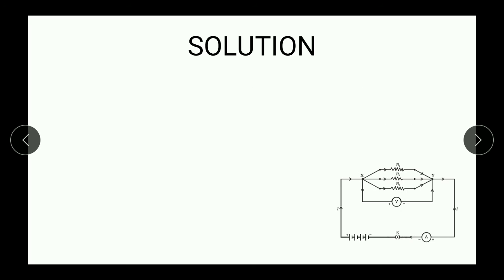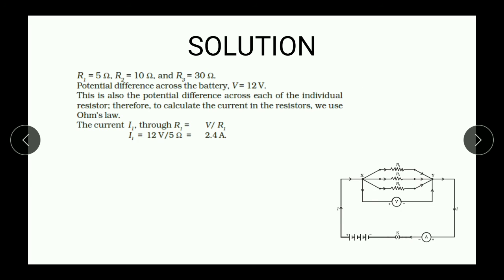Okay, now while solving this problem, first of all you have to write all the information that is given. So we have been given values of resistors. So R1 is 5 ohms, R2 is 10 ohms and R3 is 30 ohms. Potential difference is also given, which is 12 volts. This is also the potential difference across each individual resistor. That basically happens with parallel combination. Here voltage is same across 2 points. So to calculate the current, we can use Ohm's law.